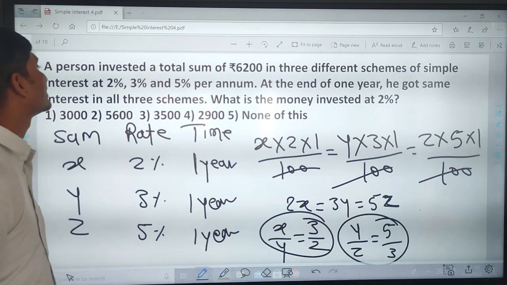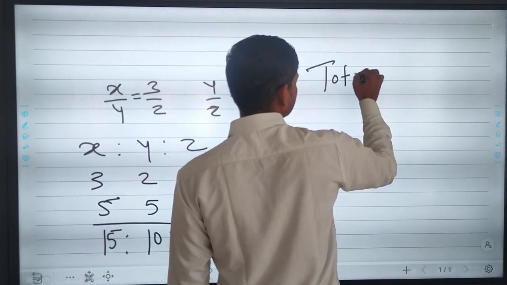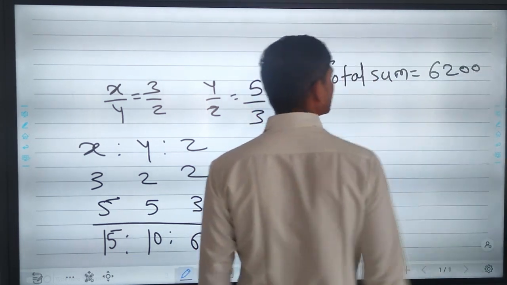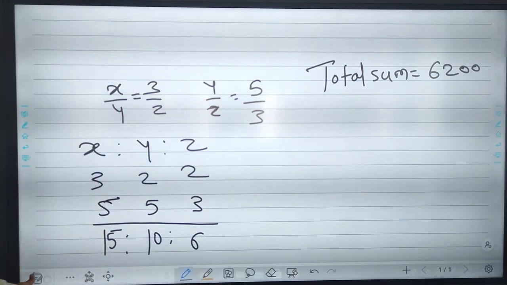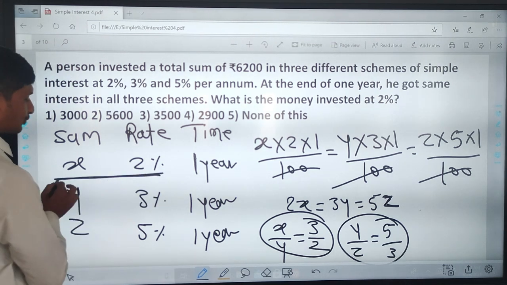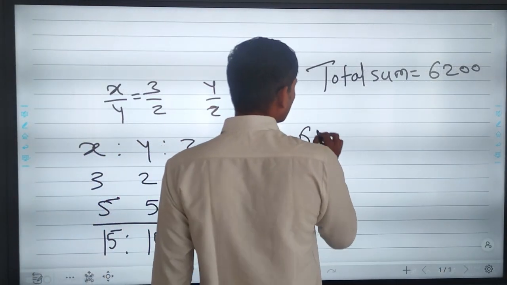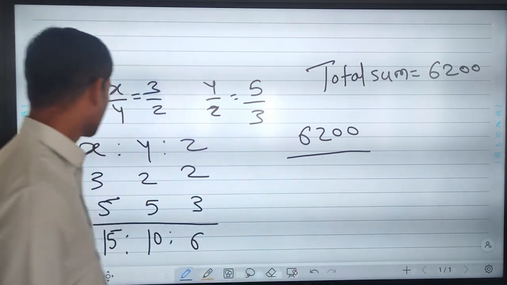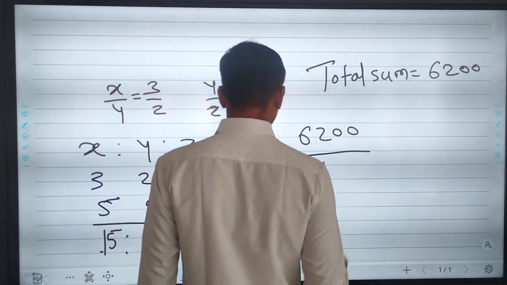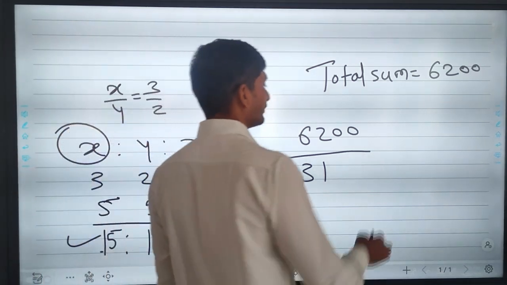Now here the total sum invested is 6,200. Now we find what is the money invested at 2%. Then we find the value of x. Then 6,200 divided by the addition of these three, which is 31, and we will find the value of x. The value of x is equal to 15.